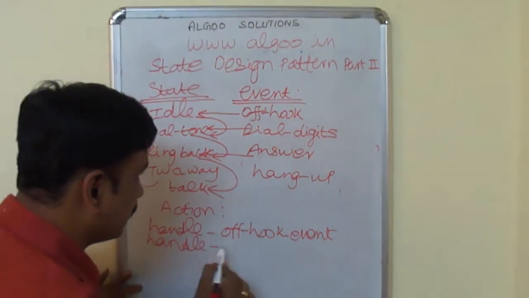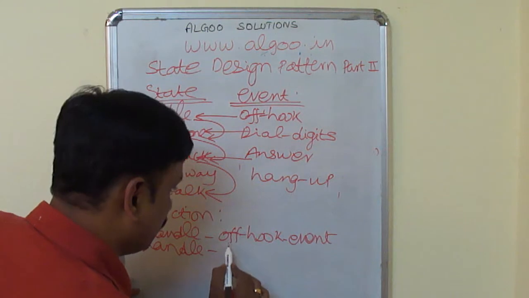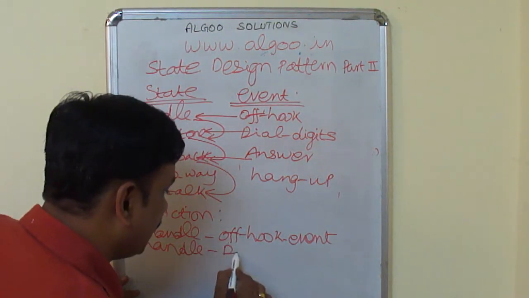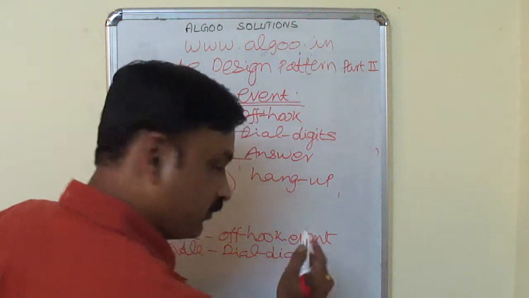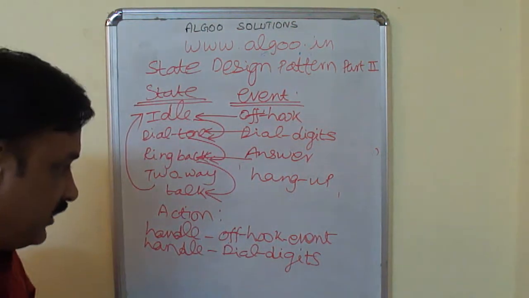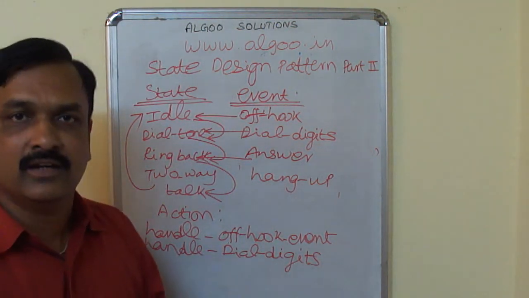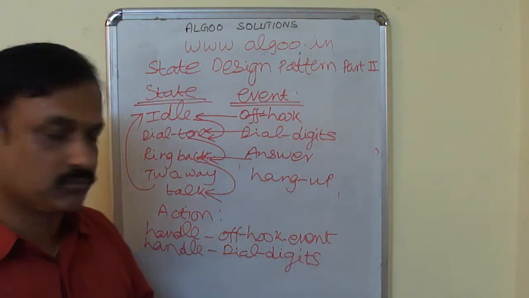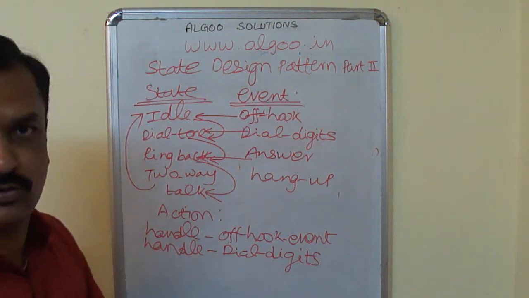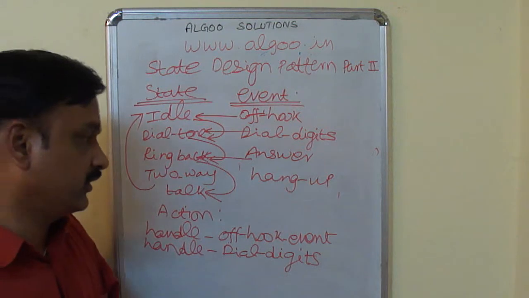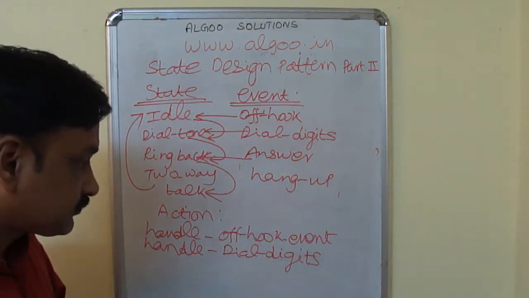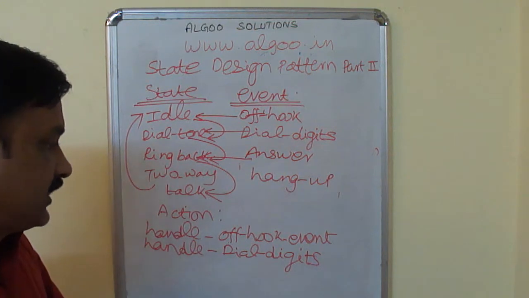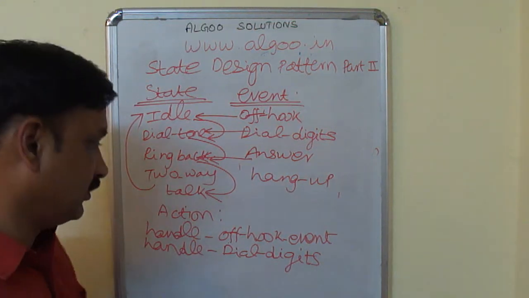Now this is how software is written. Handle off hook event. Handle dial digits. Remember, I am oversimplifying it just for understanding this design pattern. The functions will vary very widely inside your code. For example, people who have written software for the state machines inside a telephone exchange will know a lot about this.